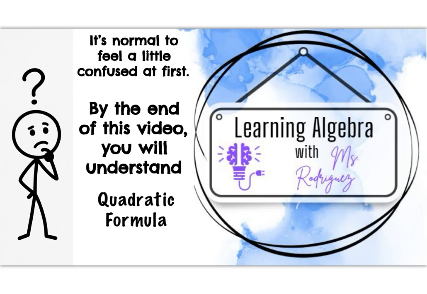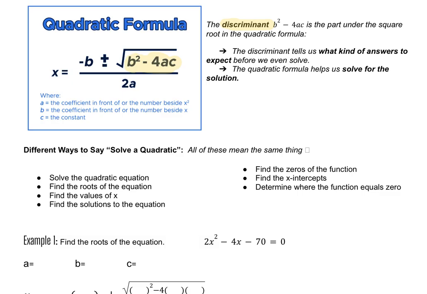By the end of this video, you will understand the quadratic formula. So here we want to use the quadratic formula to solve a quadratic equation. Previously, we discussed using the discriminant, which is the part underneath the square root. The discriminant will tell us what kind of answers to expect, but now we want to use the quadratic formula, which is using the entire formula to actually get solutions, to get answers.